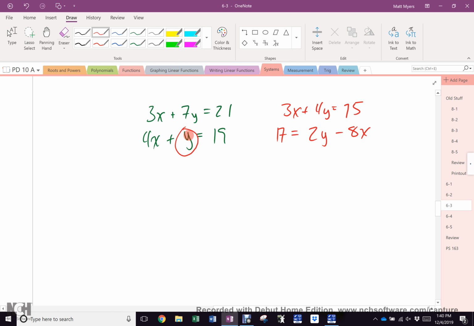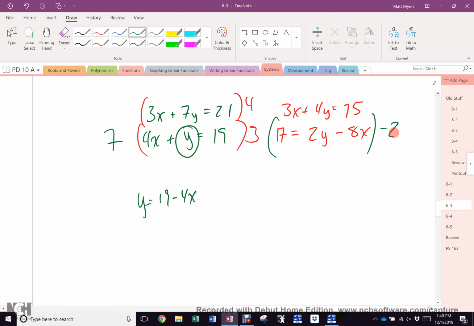Right? Could I do elimination here? Sure. I could multiply this by 4 and this by 3, or I could multiply this by 7 to get 7. But y is already by itself, yeah? So I could just go y equals 19 minus 4x and start substituting. Over here, it makes more sense to use elimination, right? Because if I multiply this by -2, there's my buddies.